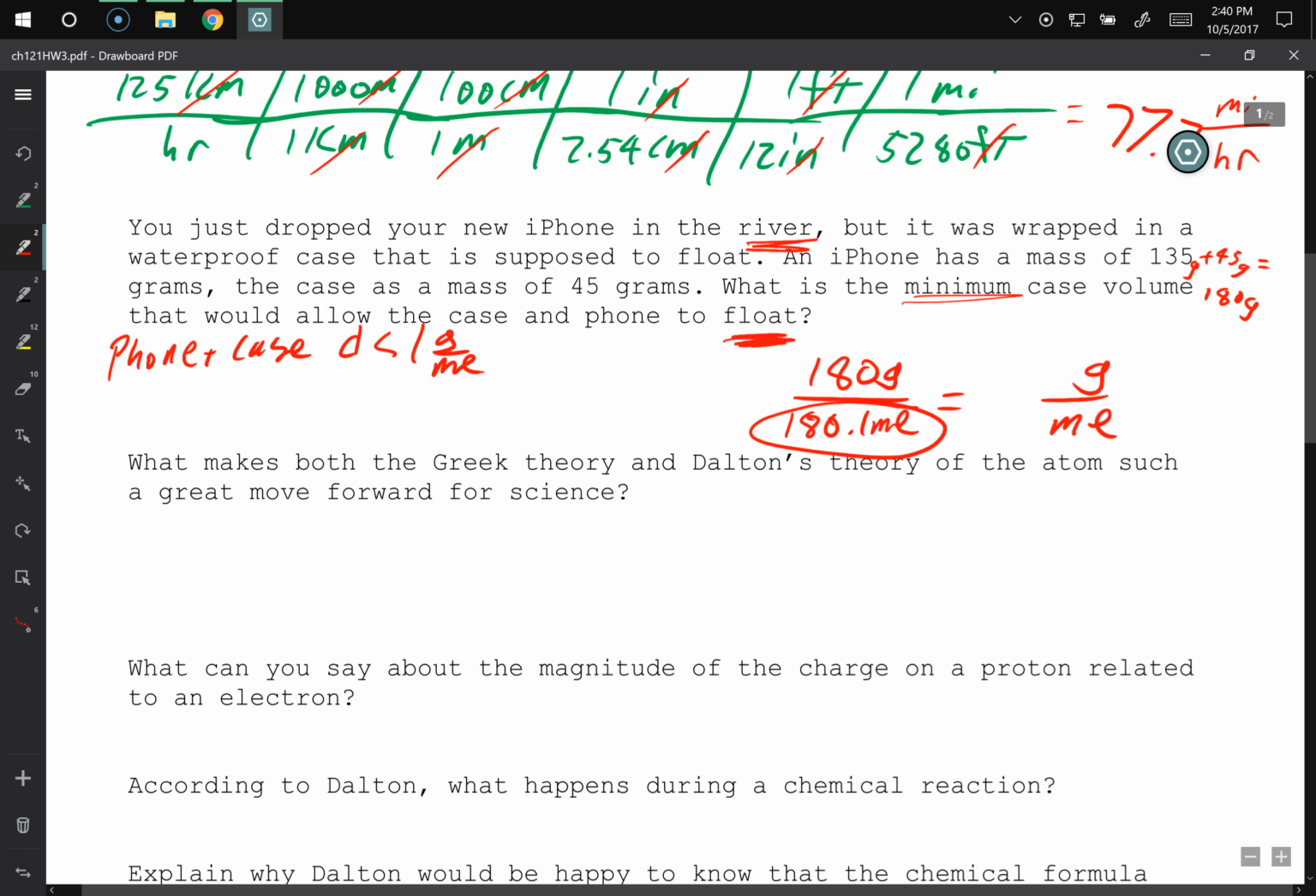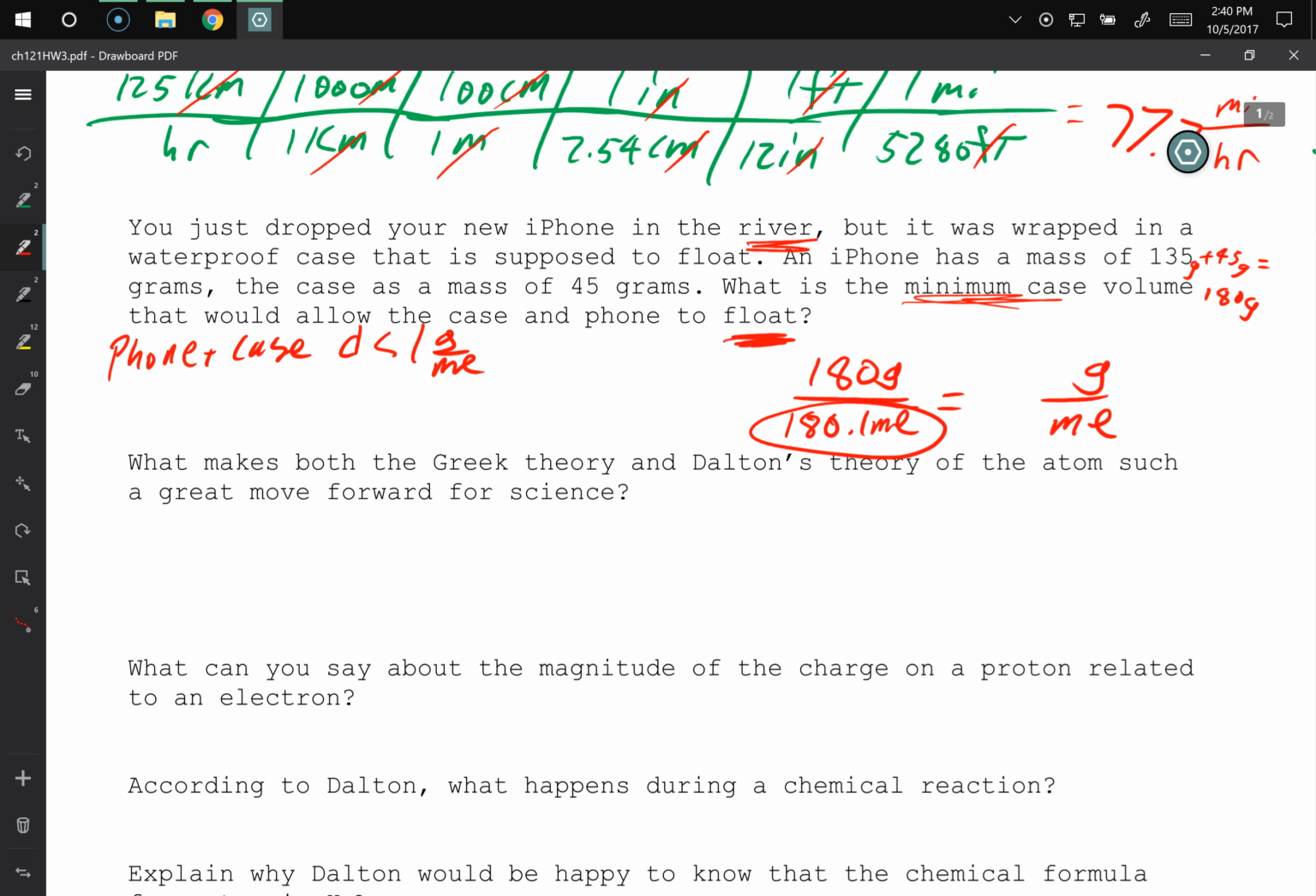Although, wait, no, I said minimum case volume. So minimum case volume, I guess that's kind of nebulous. Could have just said greater than 180 milliliters, and that would have been totally fine.